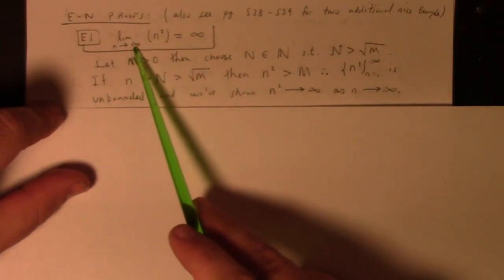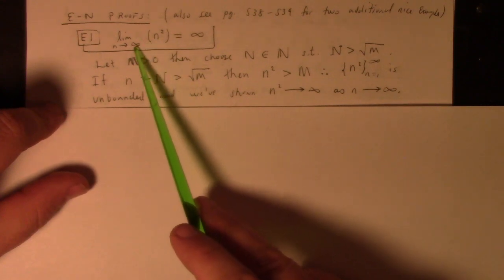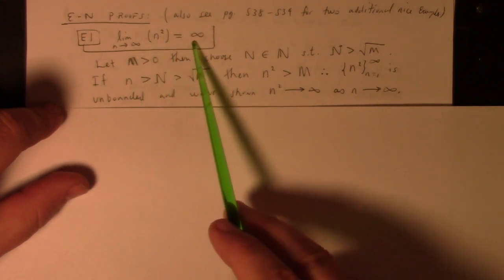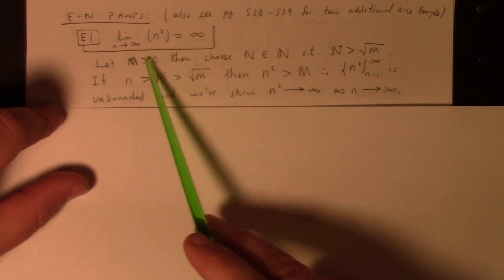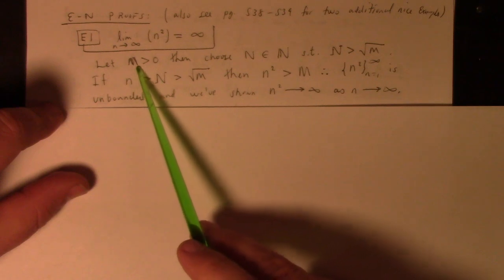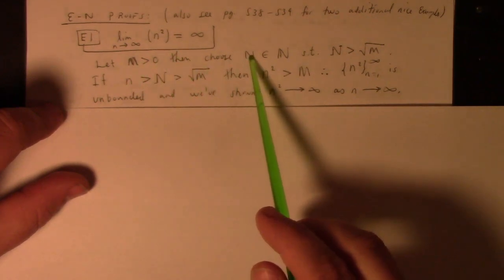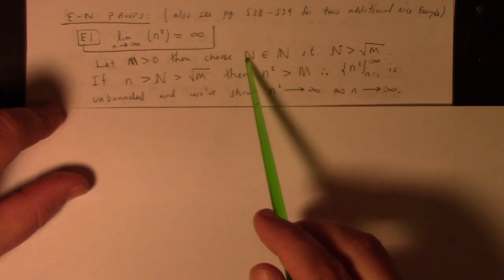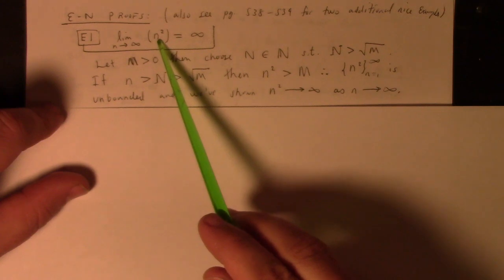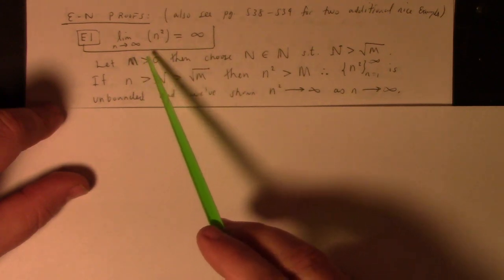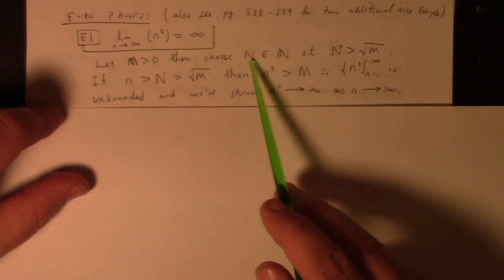So suppose we want to prove carefully with an epsilon-N type argument that the limit as n goes to infinity of n squared is infinity. What I have to do to prove this is to pick an arbitrary positive number, in this case M, and then choose some natural number N such that whenever I take things past that natural number, it forces the value of the sequence n squared to be greater than my given M.